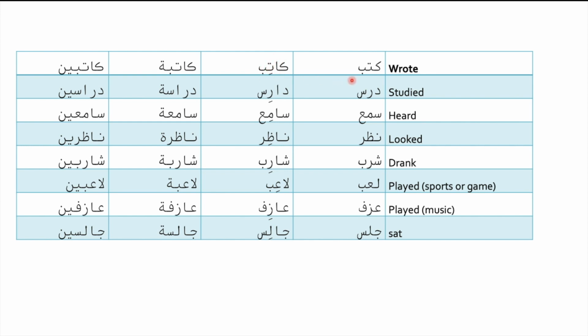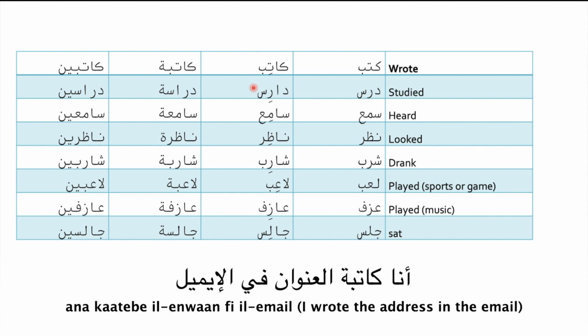which is the T. Obviously, it's no longer the second, it's the third. So it becomes katib, and katib, which means writer or writing, could refer to an action in the past tense. So you could say, for example, أنا كاتبة العنوان في الإيميل. I wrote the address in the email.